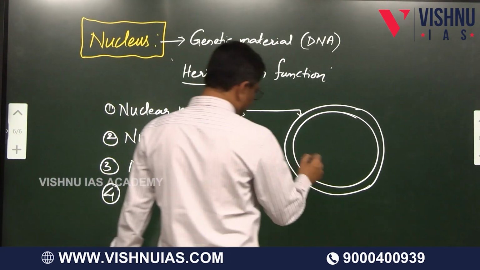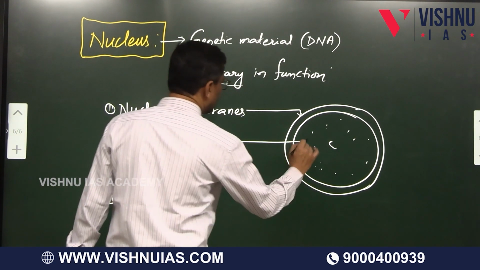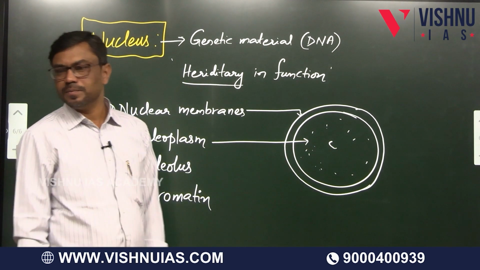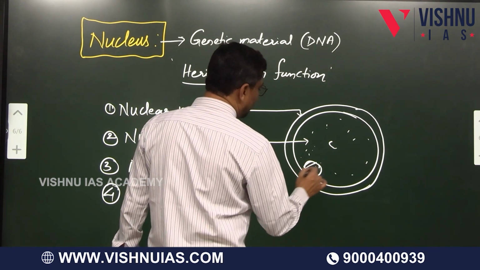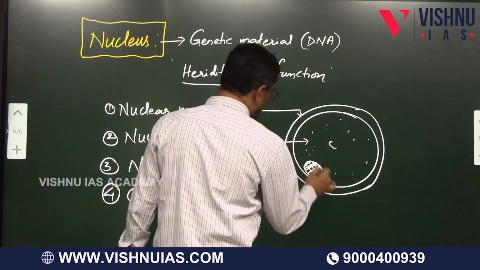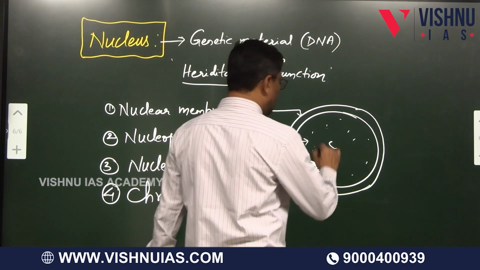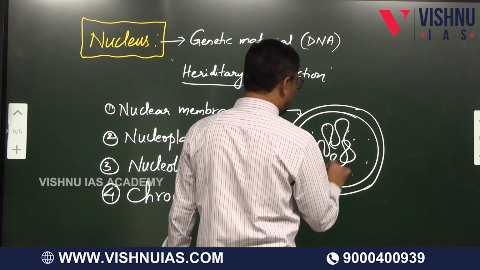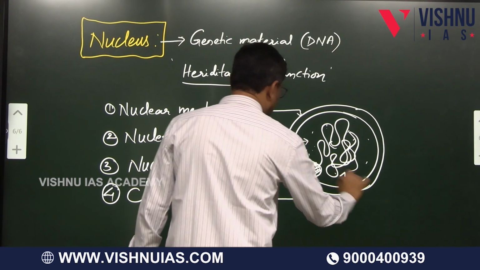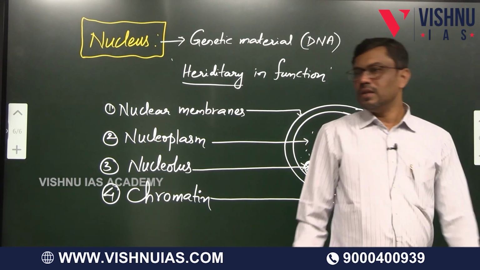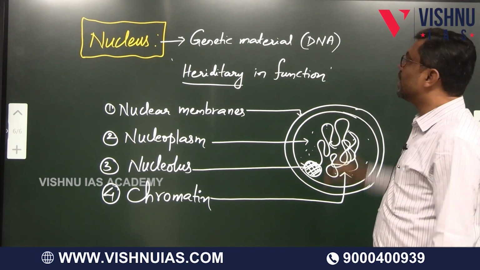Inside this nucleus there is a fluid. This is called nucleoplasm. At one end of the nucleus there is a solid mass, and this solid mass is called a nucleolus. And from this nucleolus, irregularly scattered genetic material forms, and this is called chromatin. This is for your understanding. You have to remember, this is the structure of the nucleus.